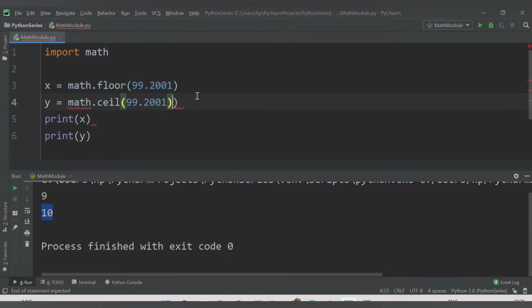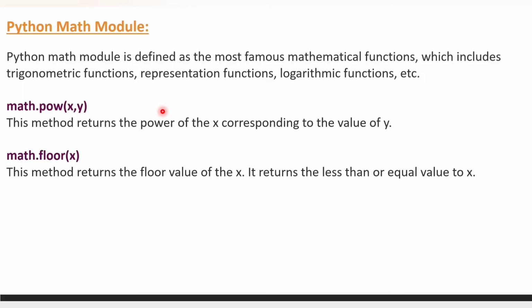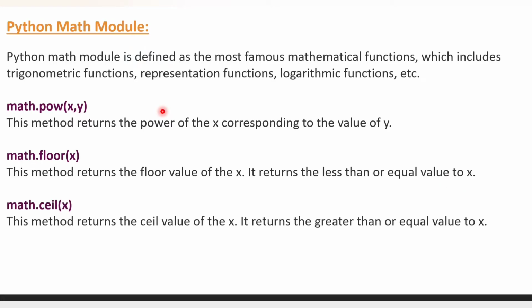So what will be the output? For the floor value, it will be 99 and the Ceil value will be 100. Let me run this code. See, 99 and 100. So the floor value will be 99 for this particular float value, and the Ceil value will be 100. So we have seen these two methods, floor and Ceil.